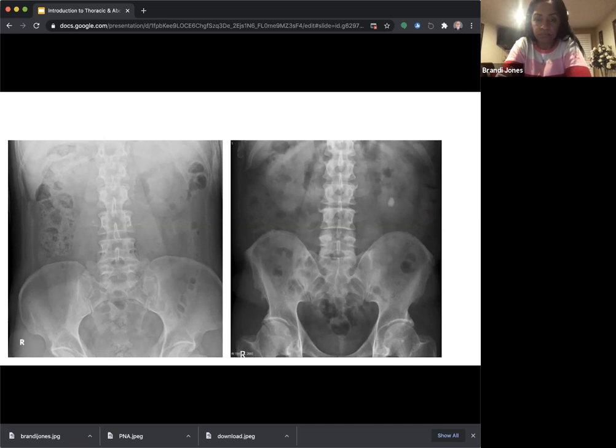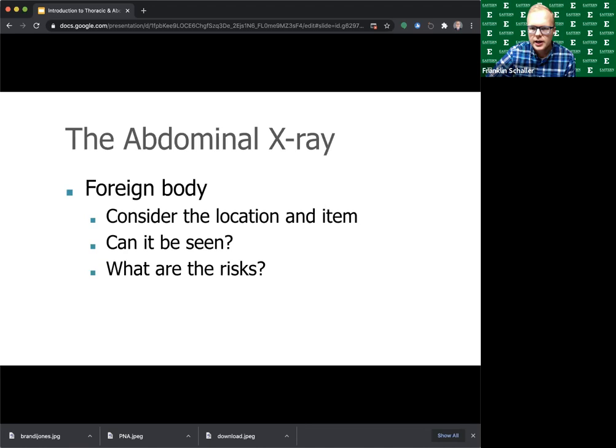All right, some other indications for an abdominal x-ray, maybe foreign body. So you're going to want to consider the location and the item that was potentially swallowed. And think again, will this foreign body be able to be seen, like the coin that we saw earlier? Or is it going to be that piece of chicken that grandma was choking on that probably won't be seen on an x-ray? And you always want to think about what are the risks.